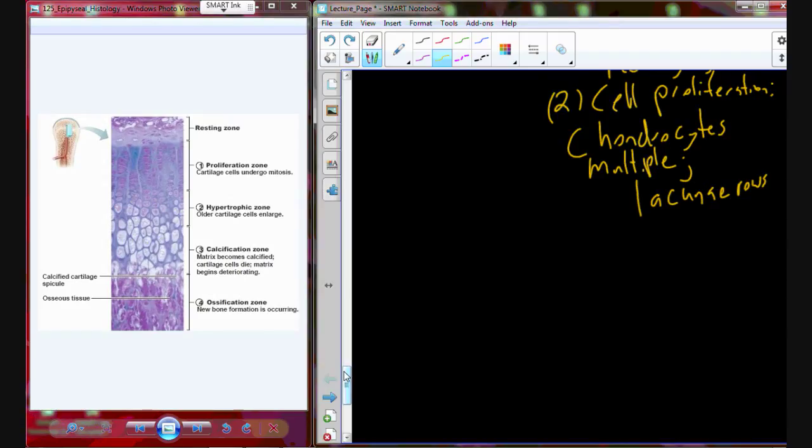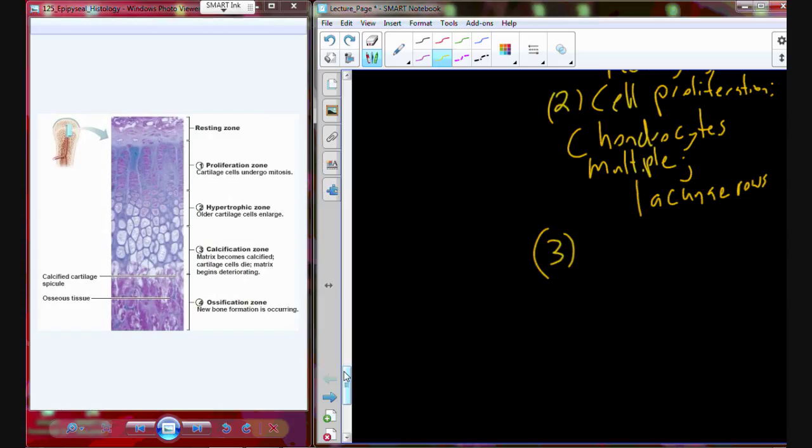What it says is, after chondrocytes multiply, we get rows of lacunae, which are the sites of the chondrocytes. Remember, those are like the little caverns. They're the little caverns where the cell sits.